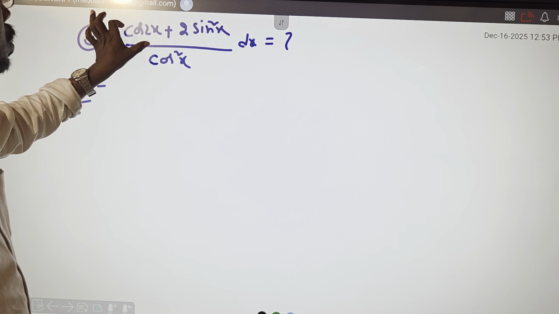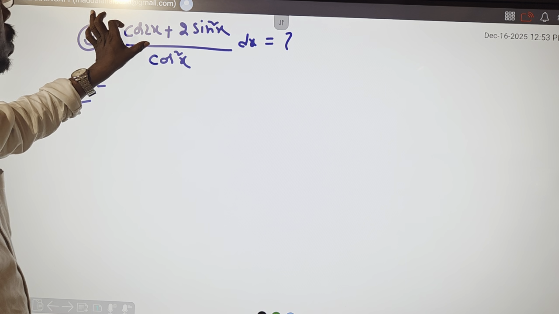By seeing this, I can apply the earlier formula. Since cos 2x equals what? We know very well: cos square x minus sin square x, or 2 cos square x minus 1, or 1 minus 2 sin square x. Here 2 sin square x is there, so for cos 2x I can apply 1 minus 2 sin square x. Immediately the minus 2 sin square x and plus 2 sin square x get cancelled.